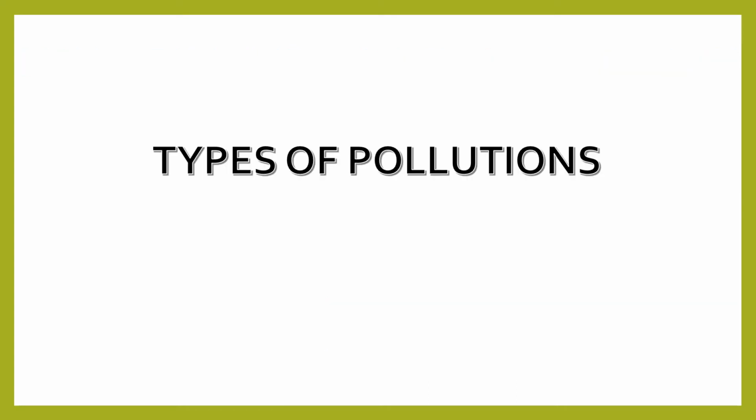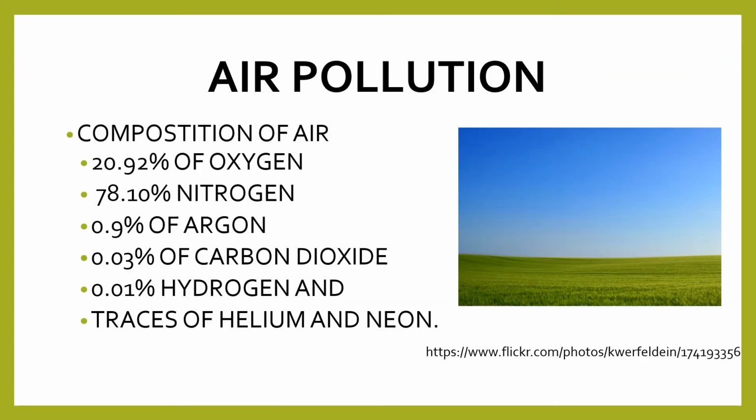Now let us study the types of pollutions. The first one is air pollution. Before that, let us see the composition of air. Normally, the air consists of 20.92% of oxygen, 78.10% of nitrogen, 0.9% of argon, 0.03% of carbon dioxide, and 0.01% of hydrogen, and very much traces of helium and neon.